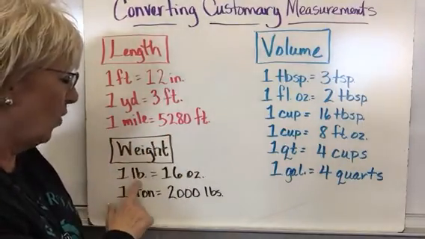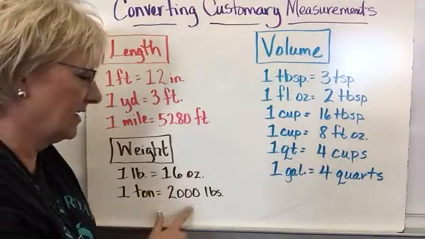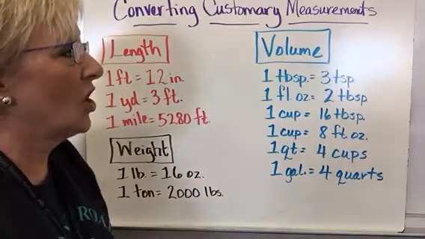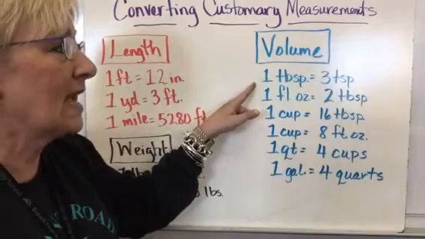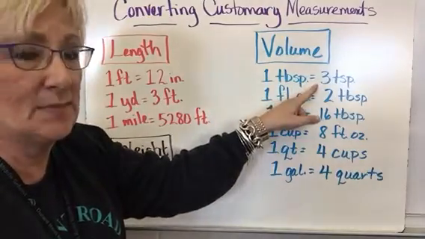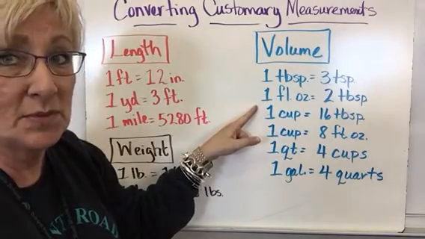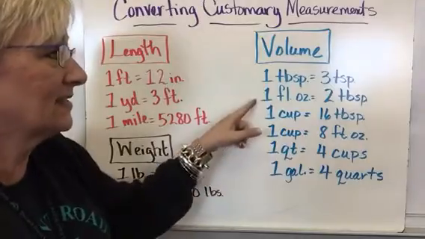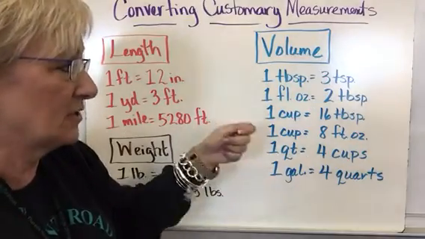For the weights, 1 pound is equal to 16 ounces, and 1 ton is equal to 2,000 pounds. In volume, when we're talking about measuring things like in cooking, 1 tablespoon is equal to 3 teaspoons. 1 fluid ounce is equal to 2 tablespoons, and this fluid ounce is different than this ounce. This is a weight, and this is an actual measurement, a 3D type of measurement.